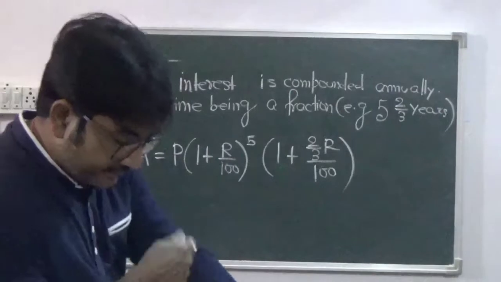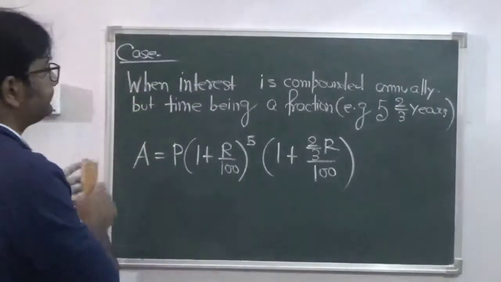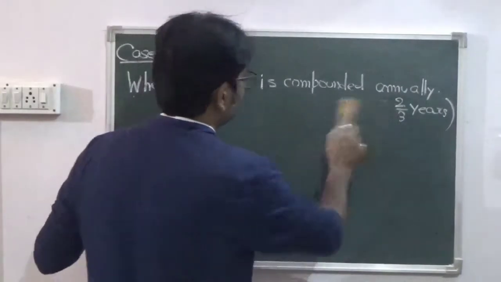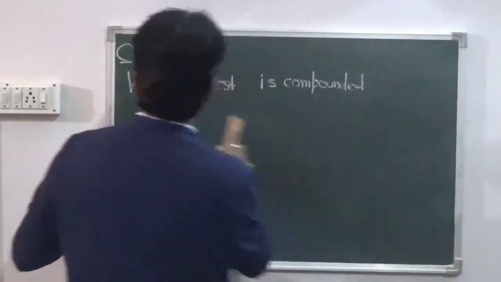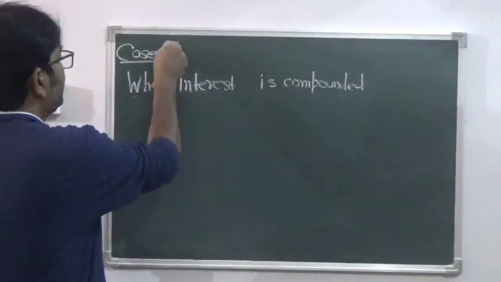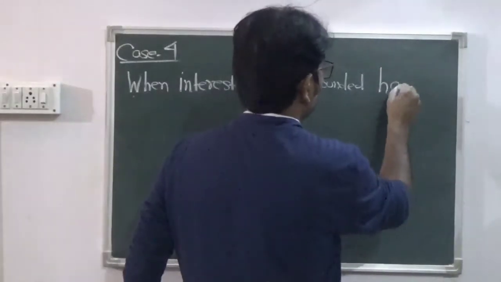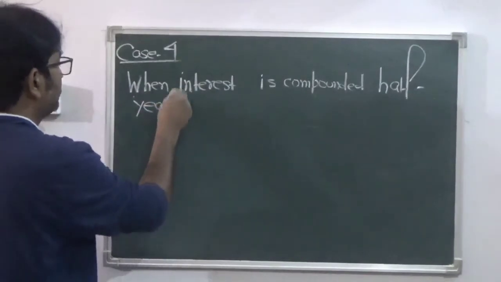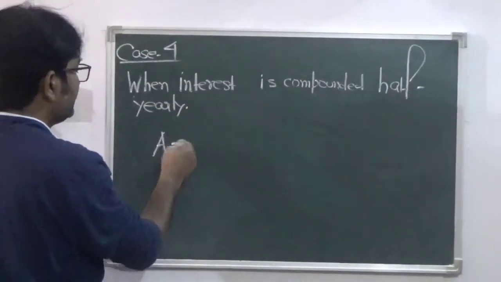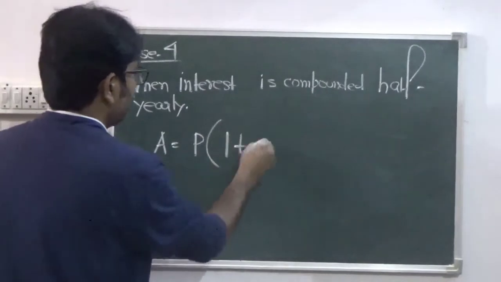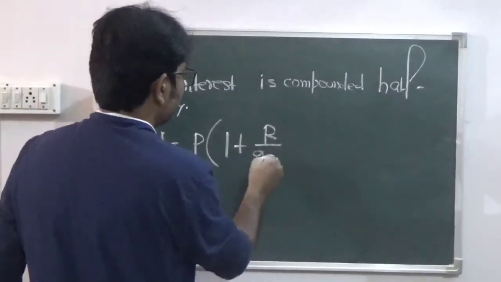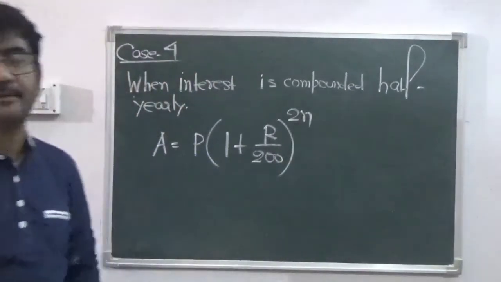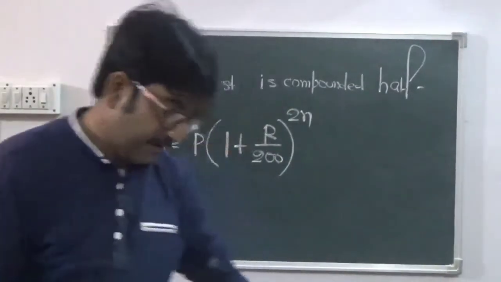Then next we have case number 4. Case number 4 is when the interest is compounded half yearly. So the amount is given by P into 1 plus R by 200 to the power of 2n. This is the formula for the amount when it is compounded half yearly.